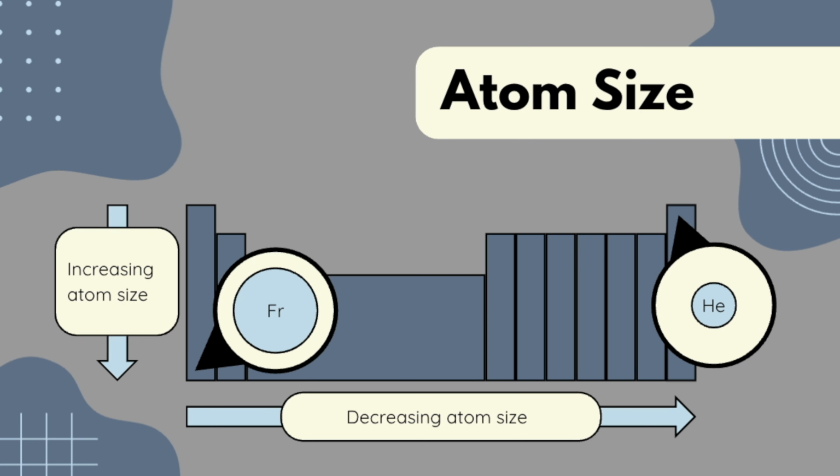Now let's talk about atomic size. As we go down a group, atom size increases. As we move across a period from left to right, atom size decreases. Let's explore why this happens.